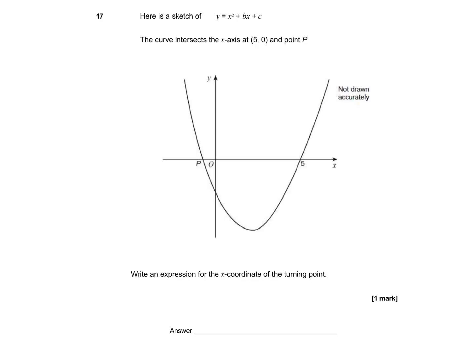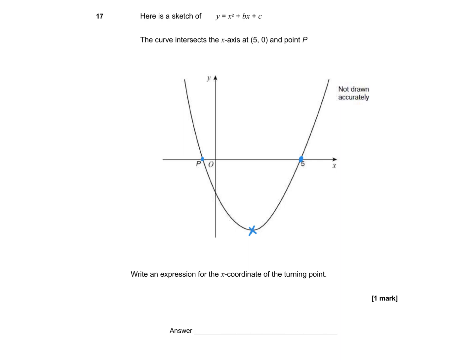All right, here's a little bit more of a complicated question for question 17. They're just asking us about the turning point, which is the maximum or minimum point on the quadratic. So we're interested in this point down here. Here's a sketch of y is equal to x squared plus bx plus c. So we don't actually know much about the quadratic. The curve intersects the x-axis at 5, 0. So we can see right over here is positive 5, and at point P. We have no idea what this value is.